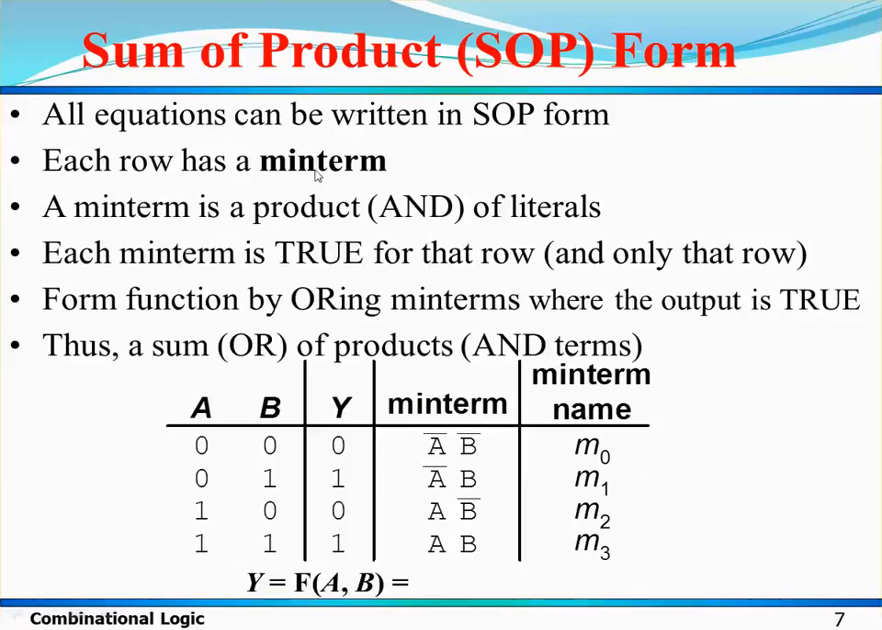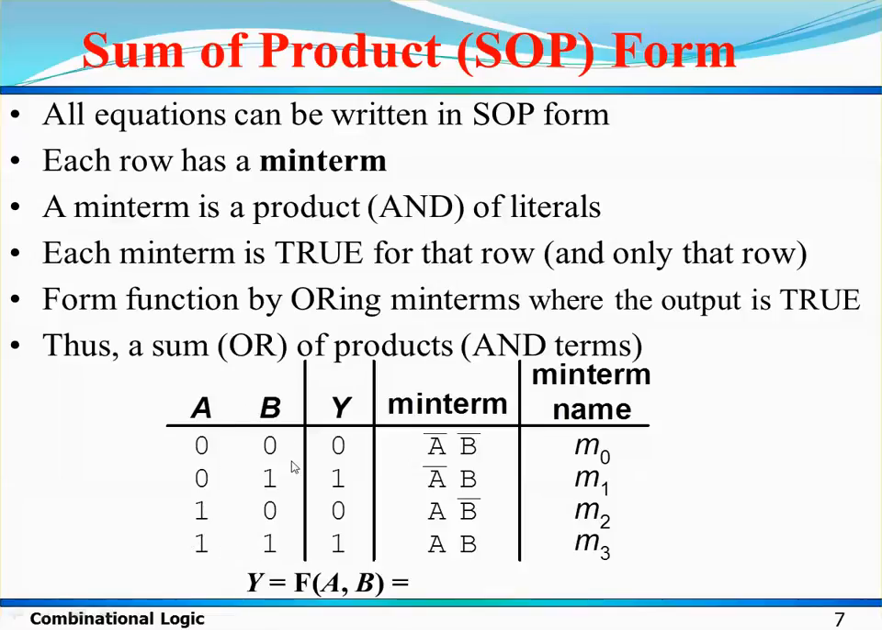Each row of the truth table has a minterm, and a minterm is the product of all literals. For example, here you have two input variables, a and b, and one output, y, and the binary combinations are 0 0, 0 1, 1 0, 1 1. For the minterm, 0 means the complement of that input, 1 means the normal variable. So it is a bar b bar, a bar b, a b bar, a b. You have 4 minterms, and normally these minterms are represented by small m with the suffix 0, 1, 2, 3. Basically this suffix is the decimal equivalent of those binary combinations.